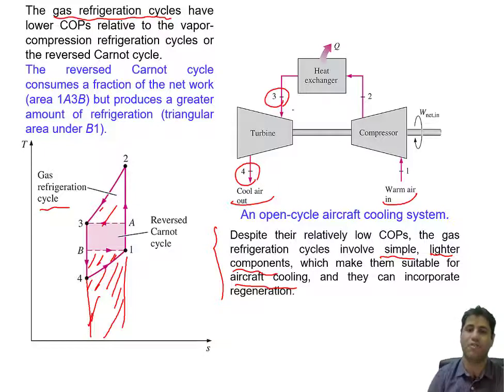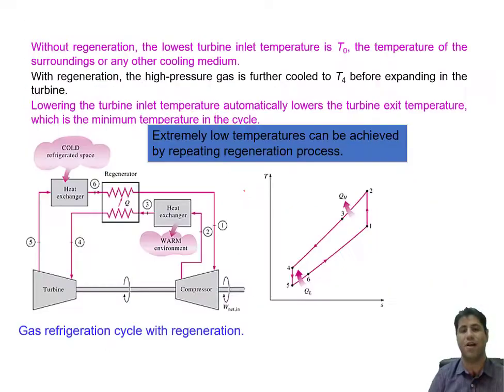So if we can reduce the temperature here at the entrance of the turbine, we can improve the efficiency or COP of the cycle or provide cooler air at the exit of the turbine. So we also add a regenerator in the cycle. And now we are going to show you how this regenerator can improve the efficiency or COP of this cycle and provide cooler air for the air conditioning of the airplane.